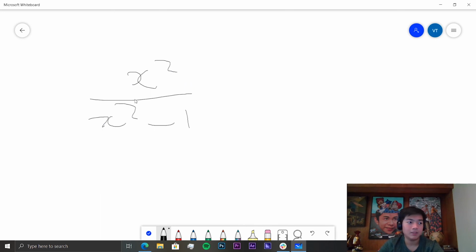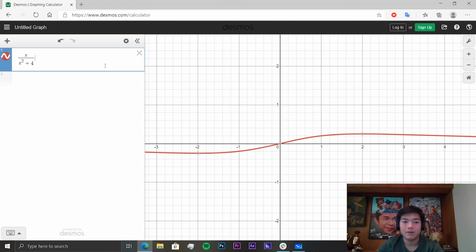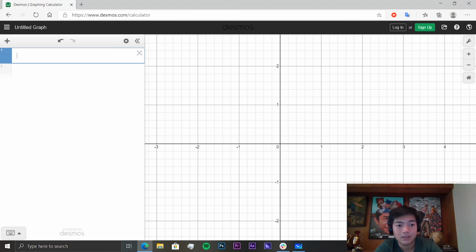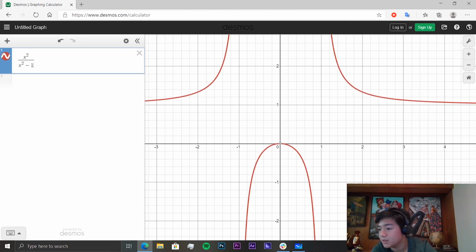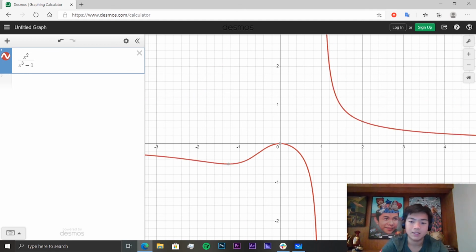Immediately we should be able to tell this isn't continuous, since for the values of 1 and -1, this function is not defined at all. So we can check that by graphing it. So we have x squared over x squared minus 1. I think it's minus 1. Oh, it's x cubed minus 1, but the result should still be the same.